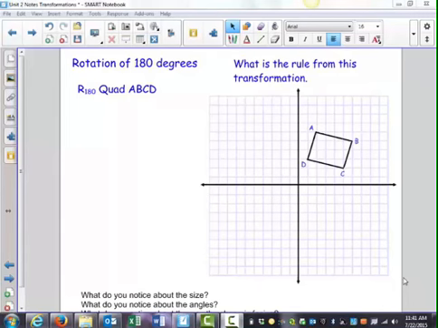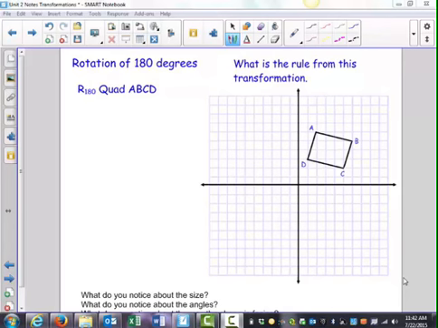Alright, so here we go. Rotation of 180 degrees. How does this one work? It works the same way as the other rotation, except you rotate a little farther. You turn the paper an extra 90 degrees to get to 180. So it doesn't matter if you rotate counterclockwise or clockwise, it's still a rotation of 180 degrees. So that doesn't matter on this one.